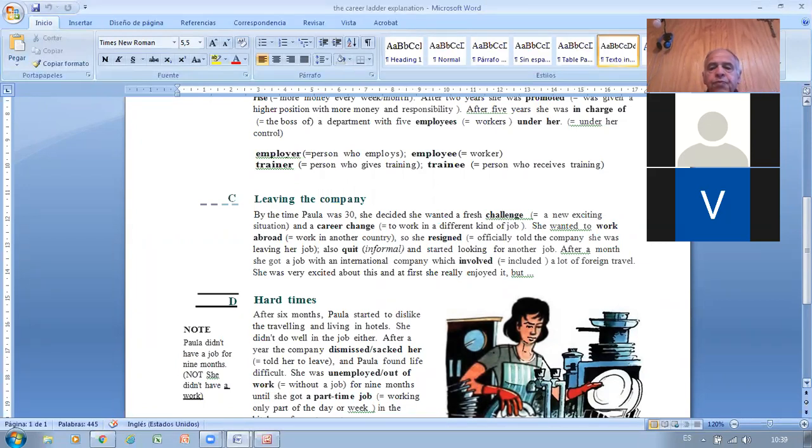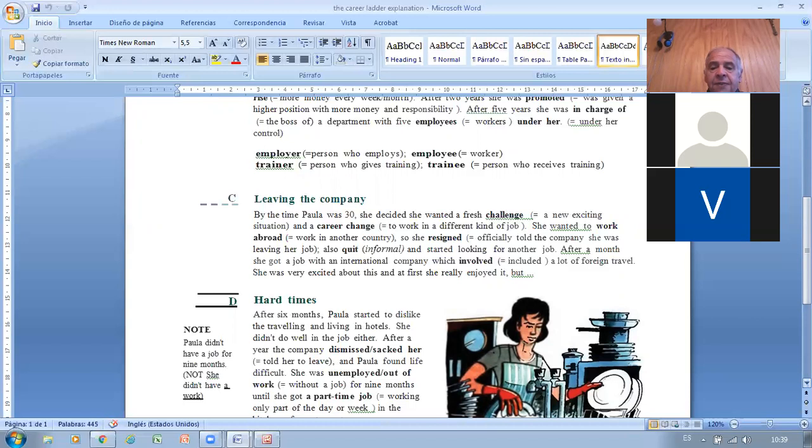After a month, she got a job with an international company, which included a lot of foreign travel. The stress is on the first syllable: foreign. She was very excited about this, and at first she really enjoyed it. But all right, there's always a but.